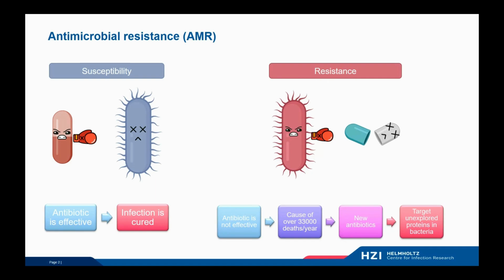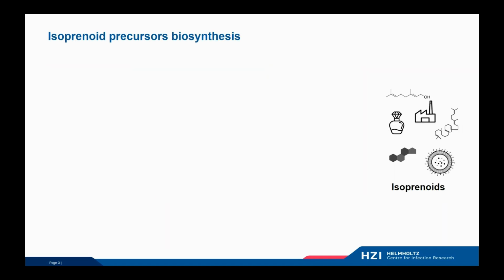One of the approaches we can take is to try to target unexplored proteins within the bacterium. To find an unexplored protein, we can think about isoprenoids, which are a hugely chemically diverse class of secondary metabolites with a lot of functions and applications, from the cell membrane to steroid hormone production, as well as industrial applications such as the production of squalane and geraniol, which are very important in the cosmetic industry.